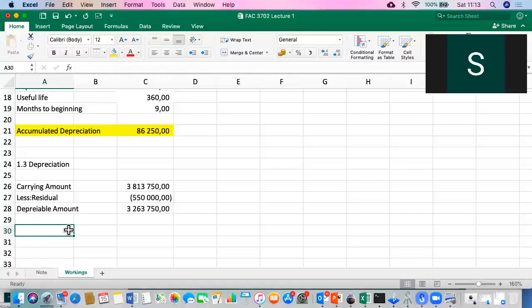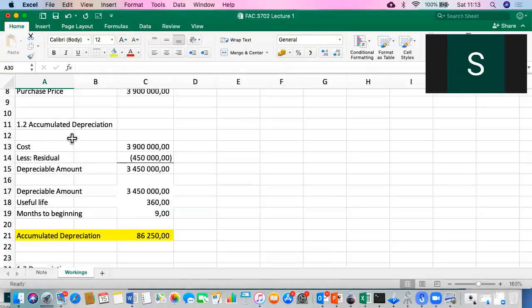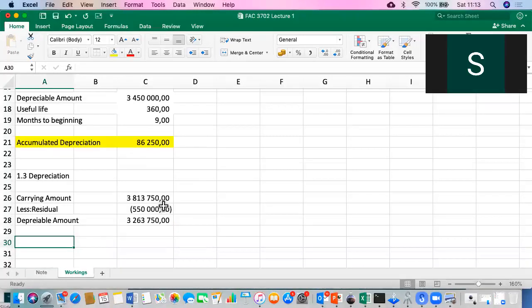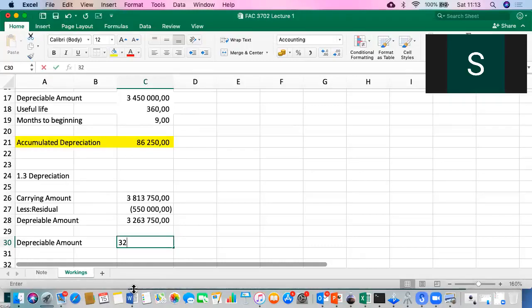And then I need to calculate the depreciation. Notice the difference in how I calculated the accumulated depreciation previously. I used cost there. I minus the original residual of 450, and I got the depreciable amount. The useful life was 360 months, and months to the beginning of the year is 9. Now, when I'm doing my current year depreciation, I'm going to provide for depreciation for 12 months of the current year. So months is going to be 12. Okay, so let me just put this in. So we'll still have the depreciable amount, which will be 3,263,750. Okay.